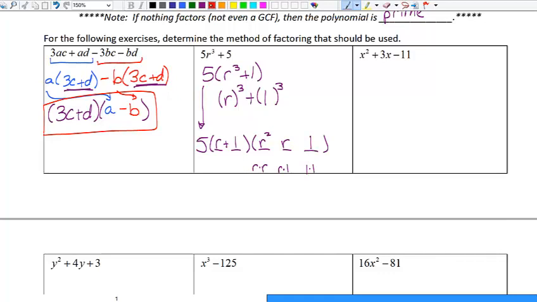Then I'm going to come back and use my SOAP. Same. My original problem had a plus here, so I'm going to have a same plus there. O stands for opposite, so I'm going to have a minus, and then AP is always positive. And that's my answer.